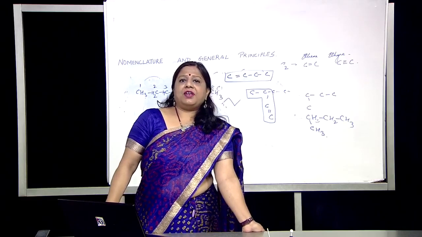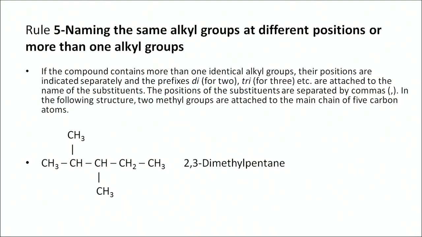Rule number 5, naming the same alkyl groups at different positions, or more than one alkyl group. If the same groups are present at different positions, then you will treat them as dimethyl, tri, or tetra, depending upon how many methyl groups are present in a particular molecule. Here you can see that there are 2 methyl groups, one at position 2 and the other at position 3. So, the name of the compound becomes 2,3-dimethylpentane.